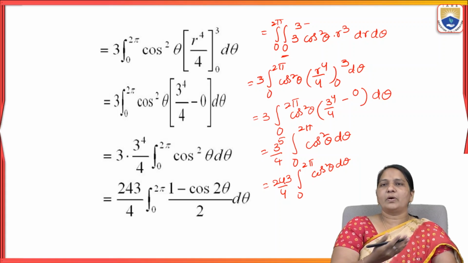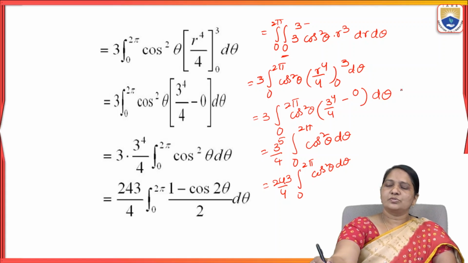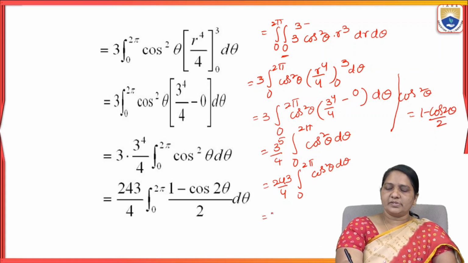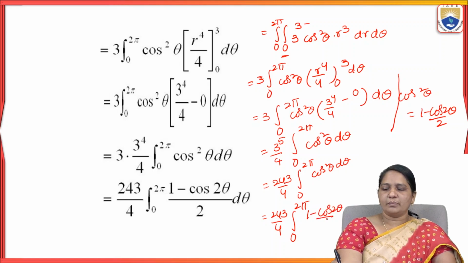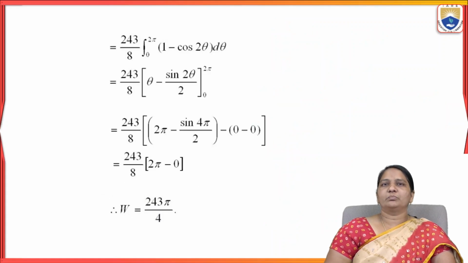So what is the formula? We cannot directly integrate cos squared theta, so we change it using the trigonometric formula. Cos squared theta can be written as 1 plus cos 2 theta by 2. So we are replacing here: 243 by 4 integral 0 to 2 pi, cos squared theta written as 1 minus cos 2 theta by 2, into d theta. This value we are going to simplify here.